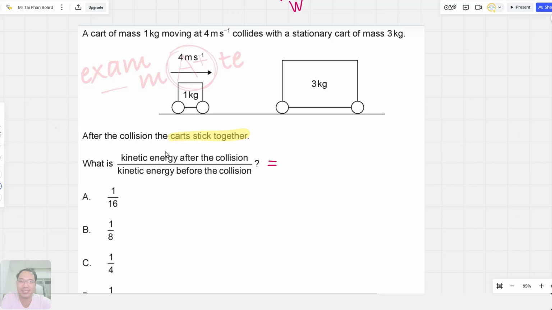The question is the ratio. So we have to use the formula for kinetic energy, 1/2 mv squared. The first one is 1 kilogram multiplied by 4 squared. Oh, sorry, the thing that I wrote here is before the collision. It should be at the bottom. Before collision: 1/2, the mass is 1 kilogram, the speed is 4 squared. So we have to find the kinetic energy after the collision. How?